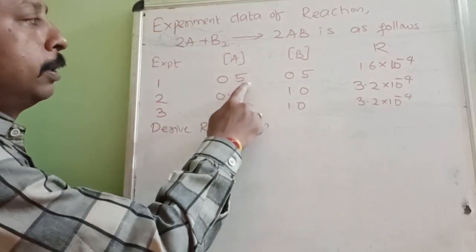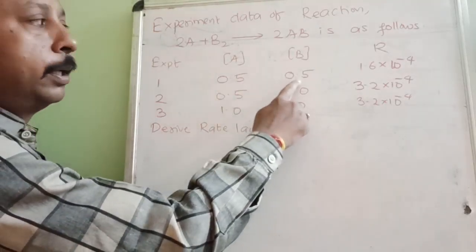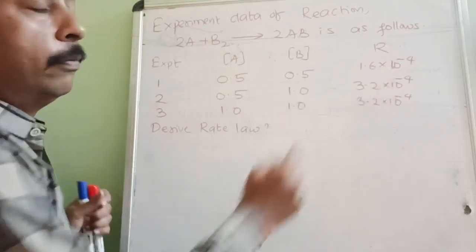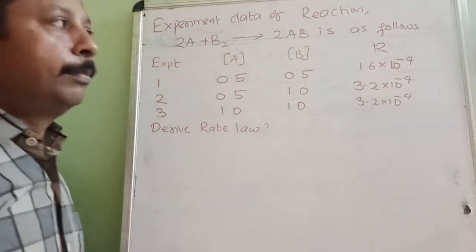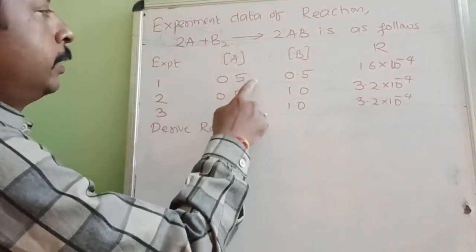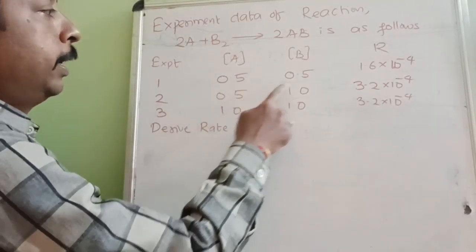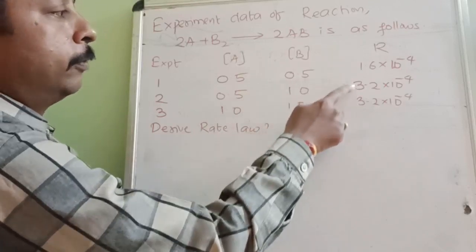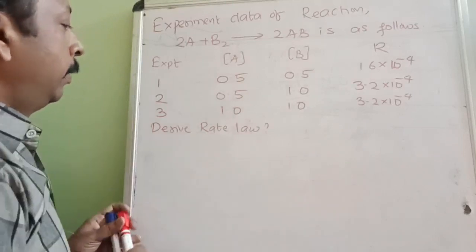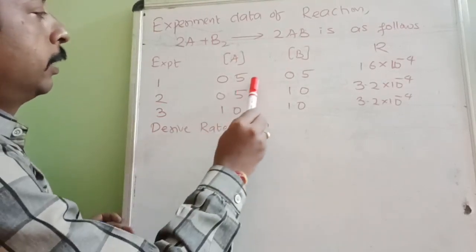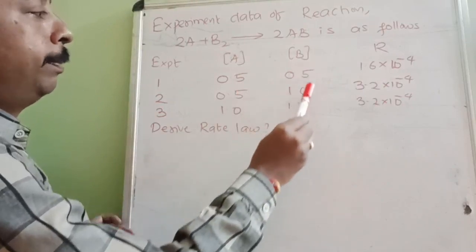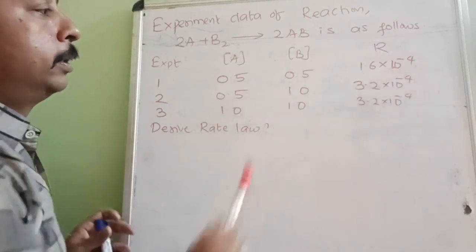First they have taken the concentration of A as 0.5 and the concentration of B as 0.5. At that time the rate of reaction was found to be 1.6 into 10 to the power of minus 4. But when they keep the concentration of A as it is and change the concentration of B to 1.0, they found a change. And when the concentration of A is changed to 1.0 and B is changed to 1.0, this is the change.